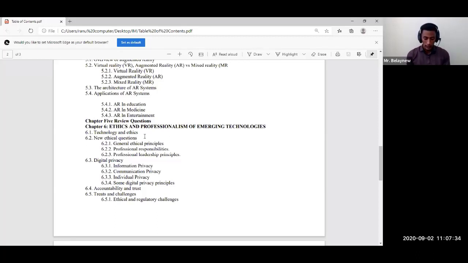Actually, when we see this information technology, there are three major security problems. The first one we call it integrity problem. Integrity problem means when we transfer data from sender to receiver, it may be modified in the middle by different parties, by hacker or cracker. Such type of problem is called modification problem or integrity problem.